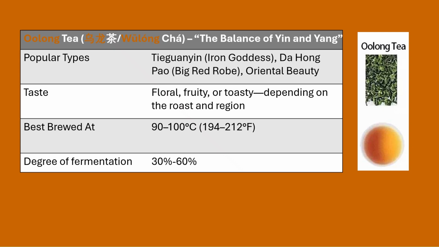Oolong Cha is the balance of yin and yang. The popular types of oolong tea in China are Tie Guanyin, also known as Iron Goddess, and Da Hong Pao, known as Big Red Robe, and also Oriental Beauty. The taste is floral, fruity, and toasty, depending on the roast and the region. They are best brewed at 90 to 100 degrees, and the degree of fermentation is between 30% and 60%.